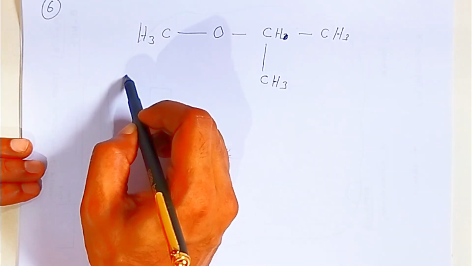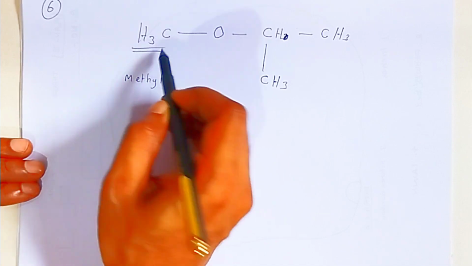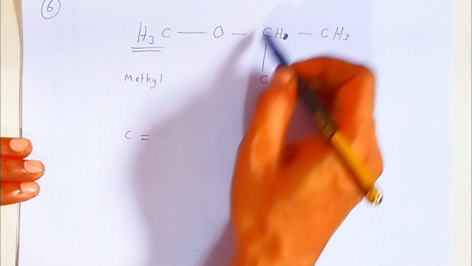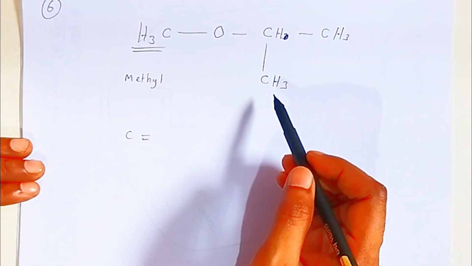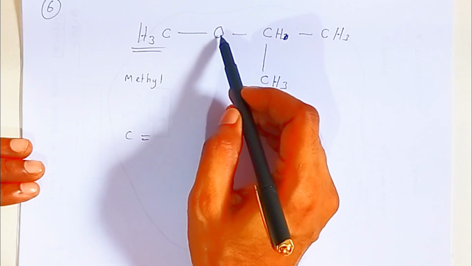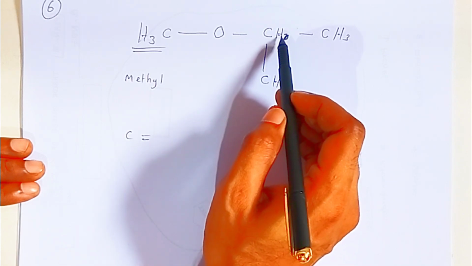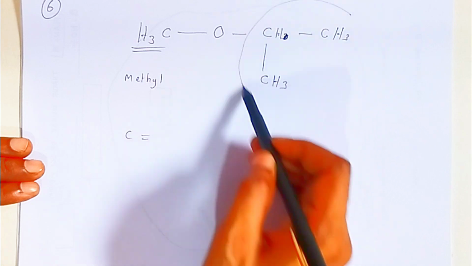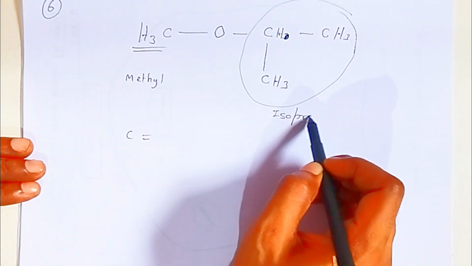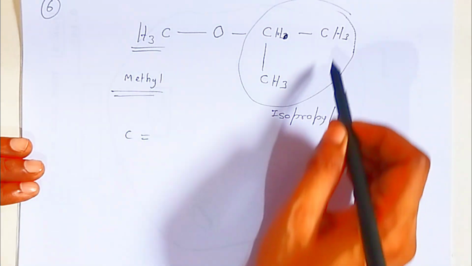Since there is a methyl group on this side, and this is a 3 carbon containing alkyl, what do we call it? But here, students, the oxygen is attached to this carbon, so it is nothing but isopropyl. Which type of alkyl is it? Isopropyl. So you have 2 alkyls, students, methyl, and this one is called iso.